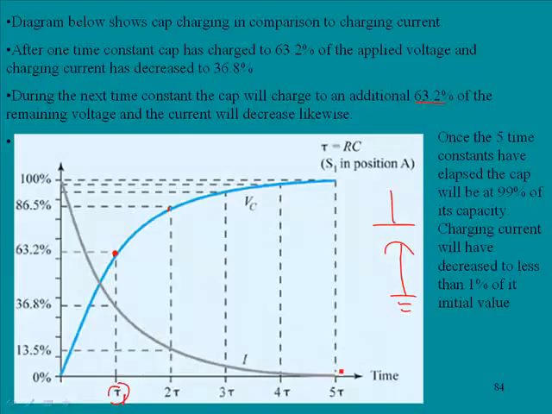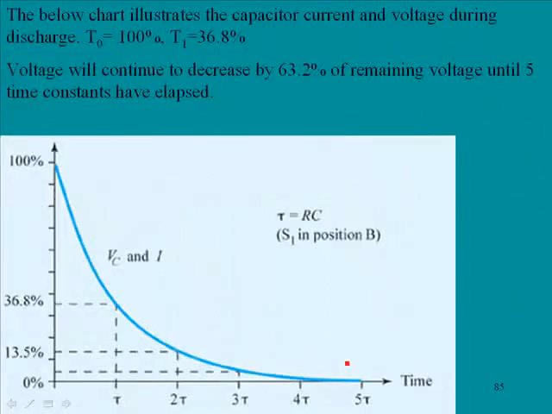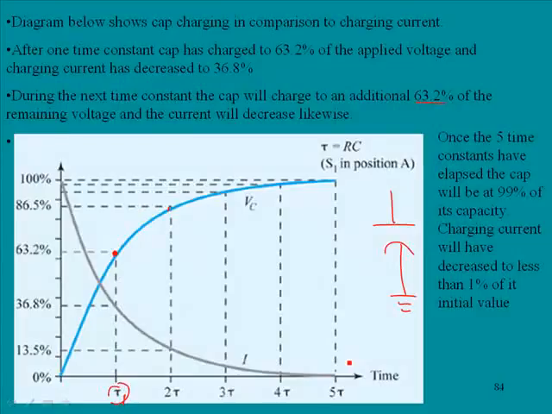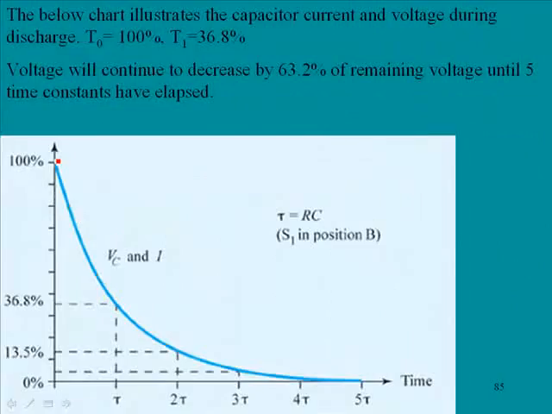This is much like we looked at in that previous circuit where the capacitor was charging, and when it reached its full charge, it was opposing the applied voltage, and current ceased to flow. Okay, the below chart illustrates the capacitor current and voltage during discharge. In the previous screen, we were looking at the voltage and current during charging. Now we're looking at the voltage and current during the discharge time.